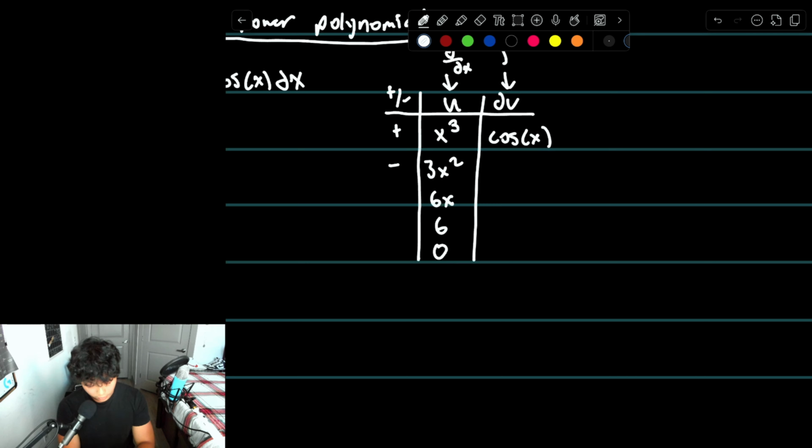Now, the integral of cosine x is just sine x. The integral of sine x is negative cosine x. The integral of negative cosine x is just negative sine x. And the integral of negative sine x is just cosine x. And then don't forget your plus minus plus minus.